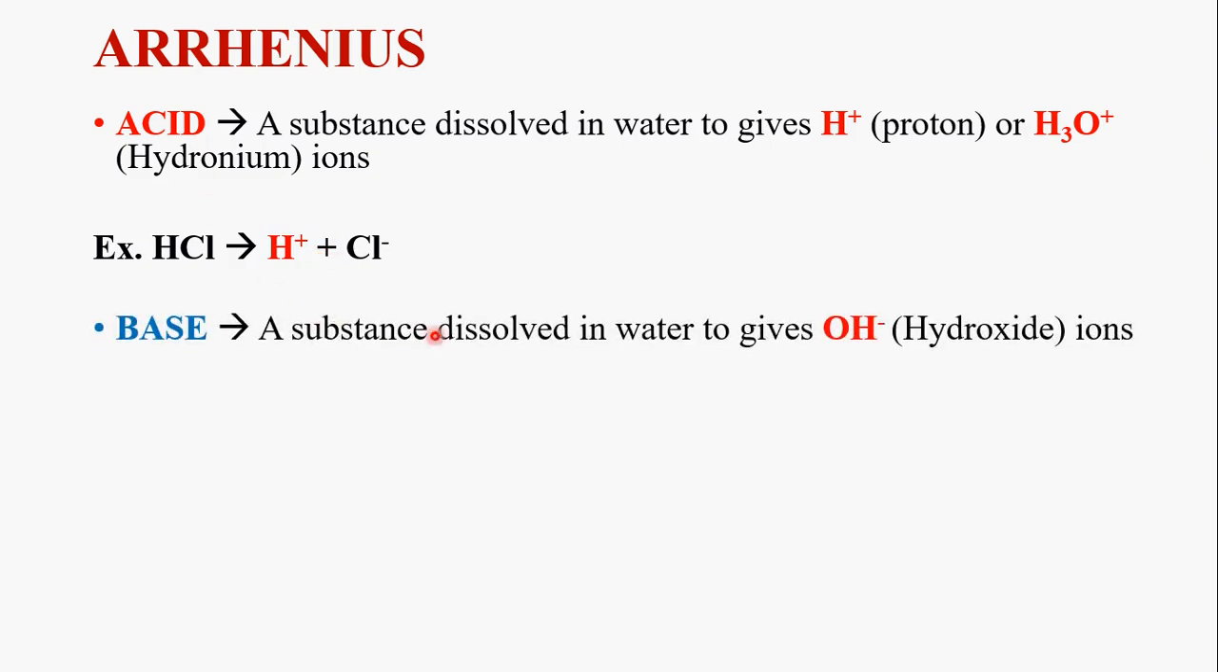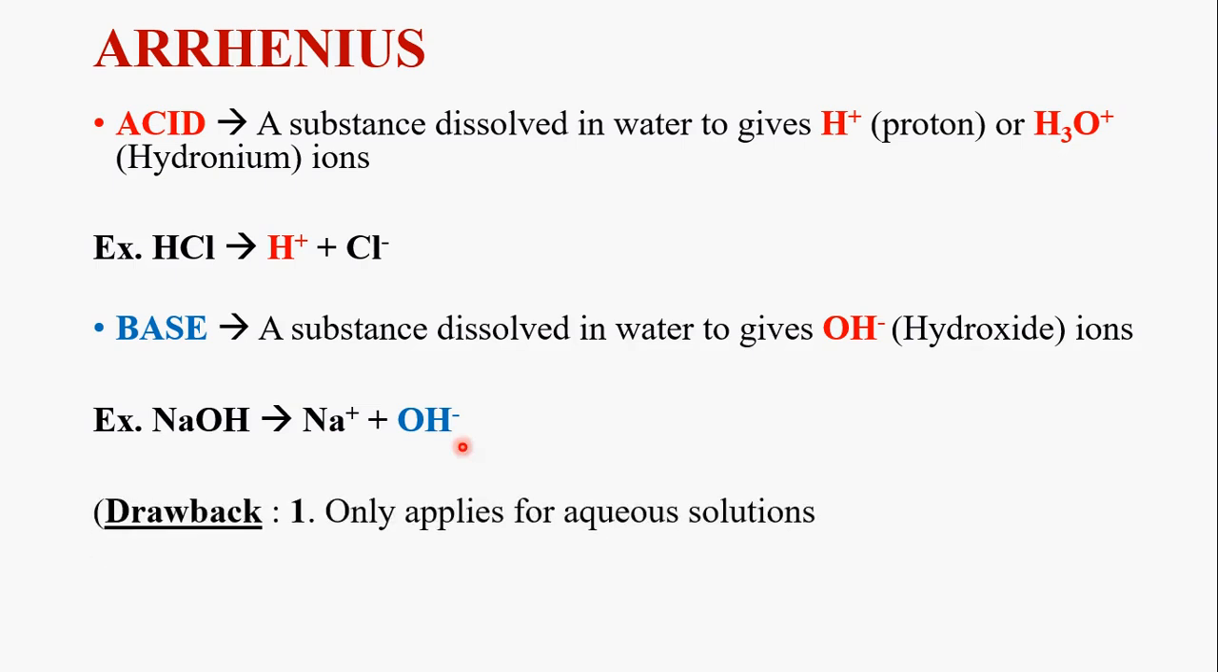Like acid, if a base is dissolved in water to give OH minus ion, the given substance is known as a base. Like NaOH will give Na plus and OH minus, that is hydroxide ion. So NaOH is a base. Like HCl, HNO3, H2SO4, these are examples of acids which dissociate to give a proton. Then NaOH, KOH, which give OH minus ion.